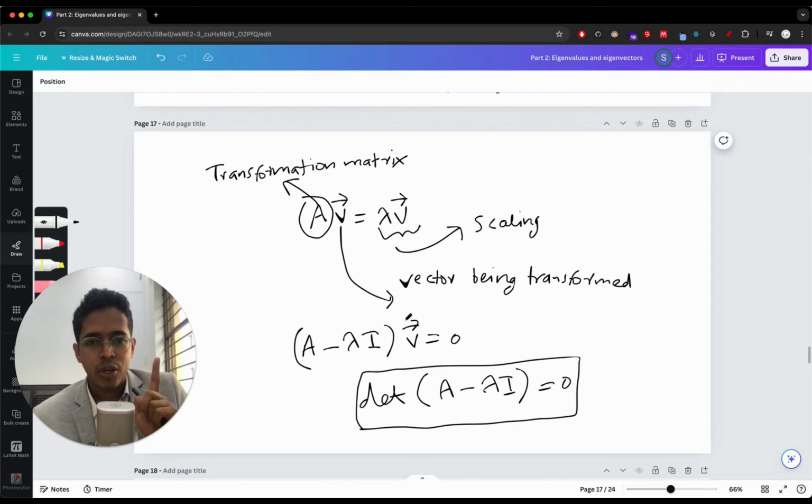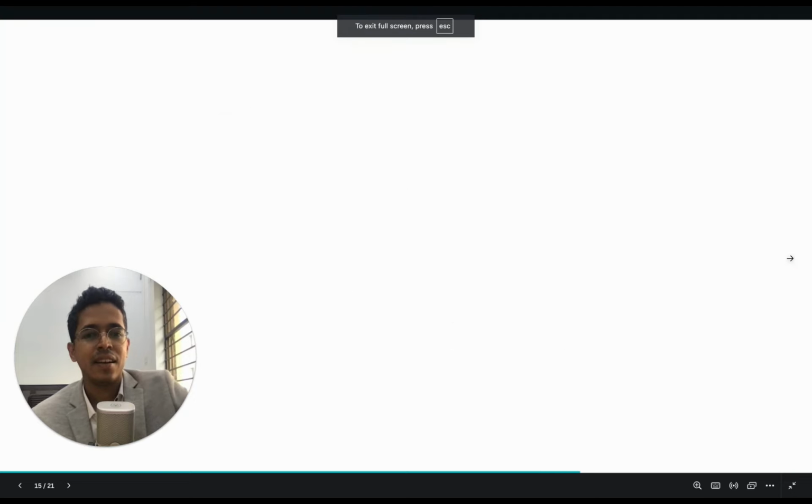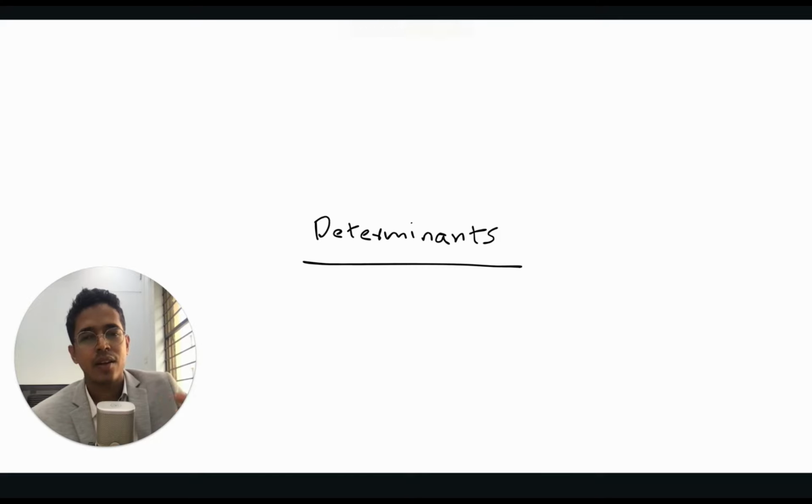But I guess the important question is, why this? How come determinant of A minus lambda I equal to 0, how is that making sense? So why is this the condition that we are mathematically saying should be satisfied? So we will look at that. And for that, we should have a perspective on what exactly determinants are. So let us look at what exactly is a determinant from the linear transformation perspective. Okay.